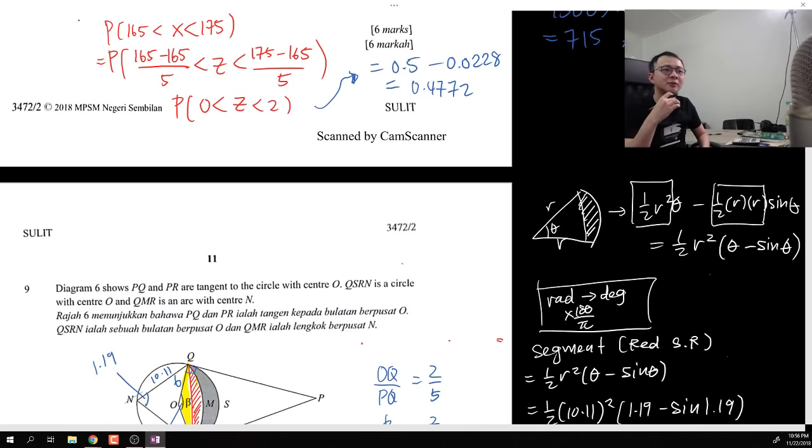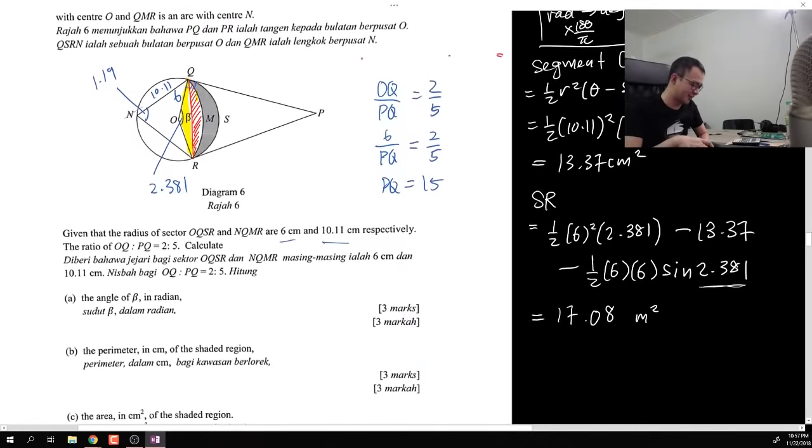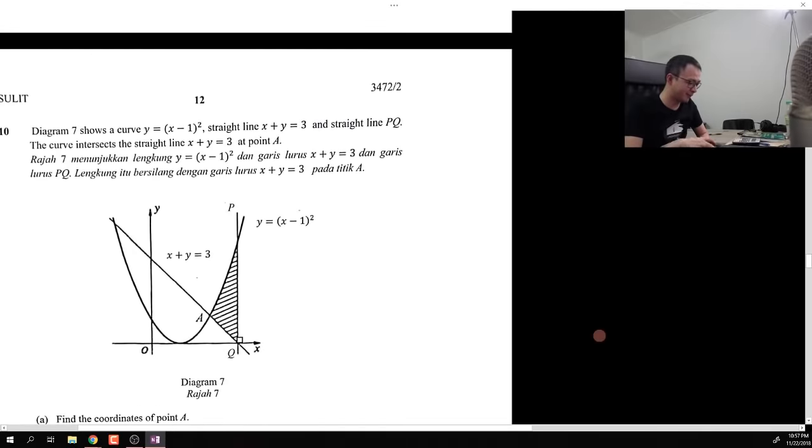Yeah, the area of segment formula is not given. Alright, so anyways, this is how we do the A, B, and C.